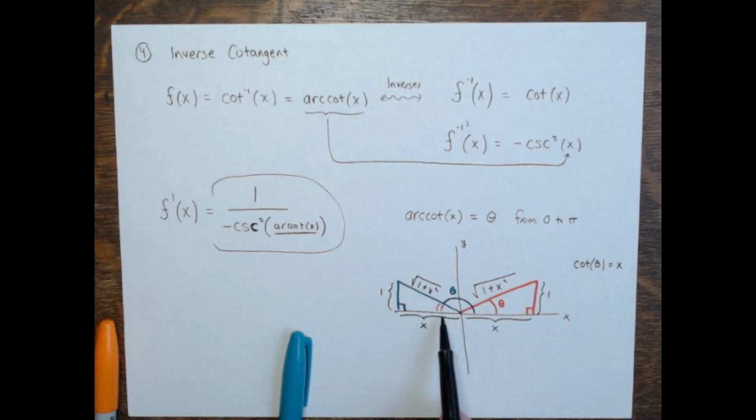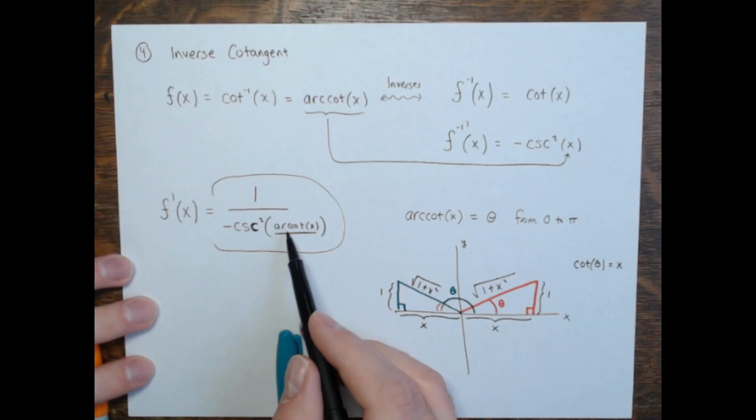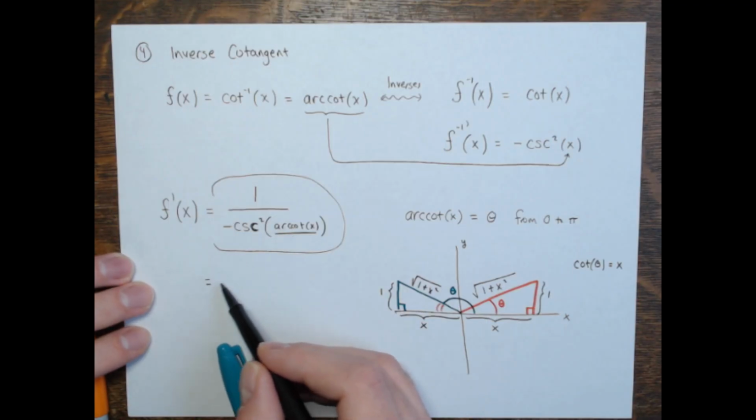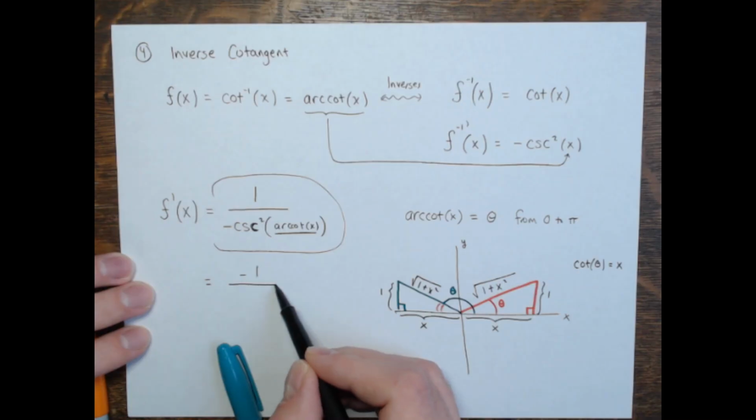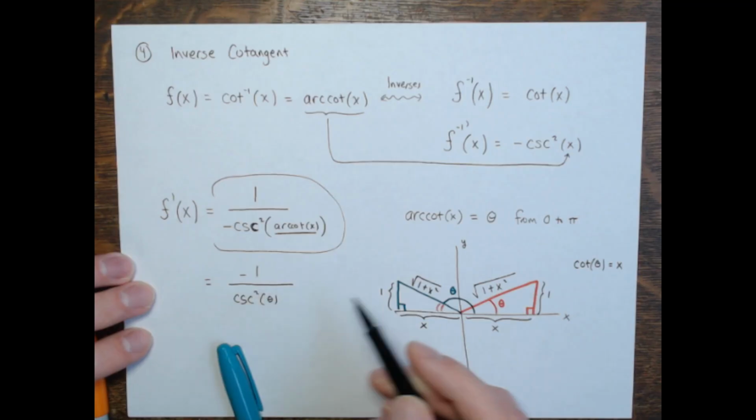Even though this leg, the horizontal one, would have a negative value associated with it because it's on the negative side of the x-axis, the hypotenuse is still positive. Right? Hypotenuse is always positive in these pictures. And what we want to find is the cosecant of theta. This is a -1 over the cosecant of theta, squared.